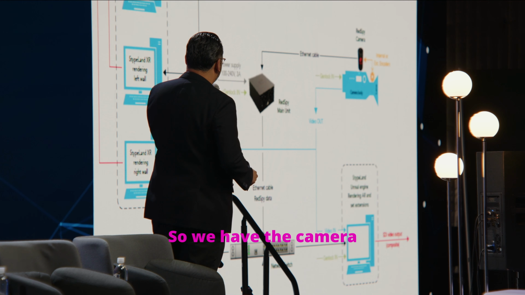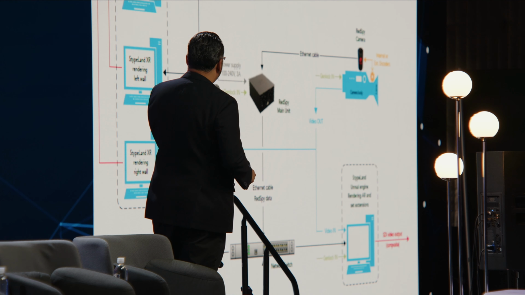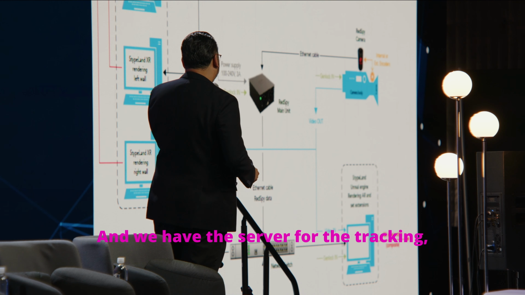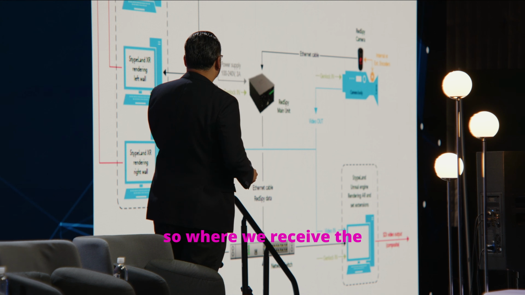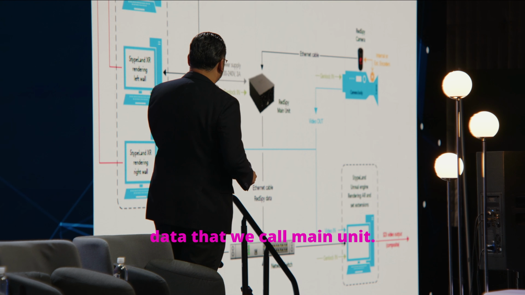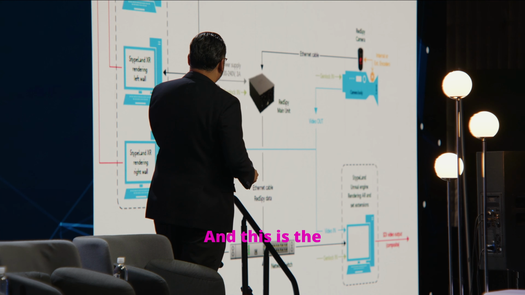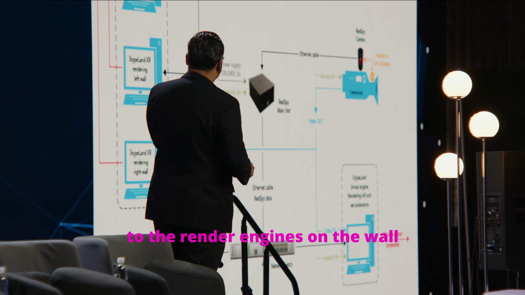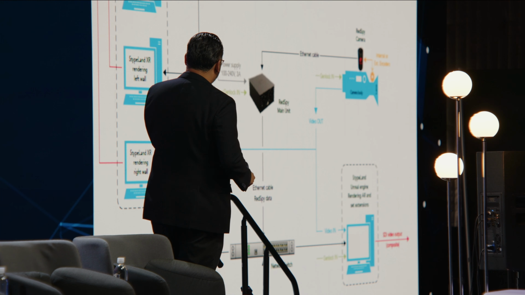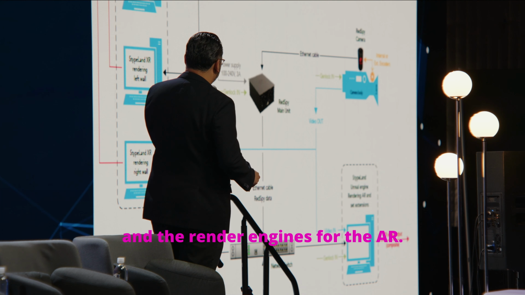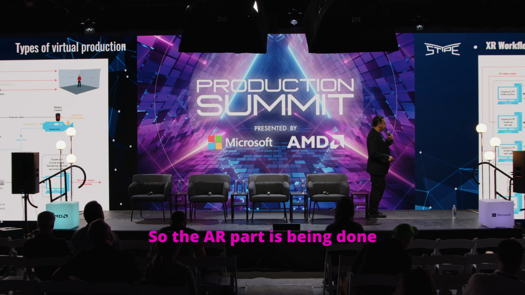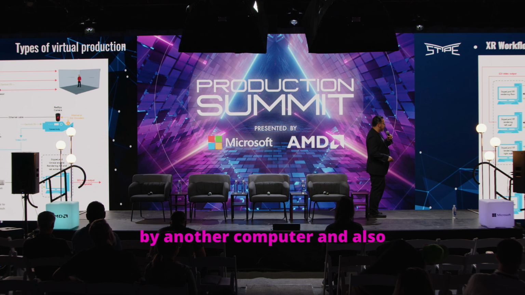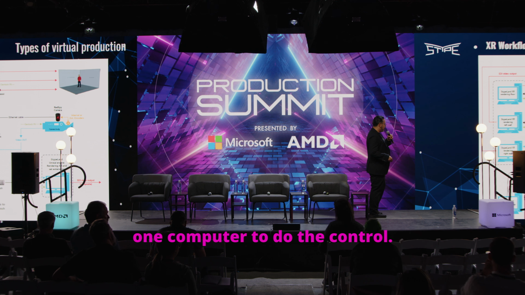So we have the camera with its camera tracking, and we have the server for the tracking, where we receive the data that we call the main unit. This is the machine that is actually sending the tracking data to all the render engines, to the render engines on the wall, and the render engines for the AR. Okay, so the AR part is done by another computer, and also one computer to do the control.